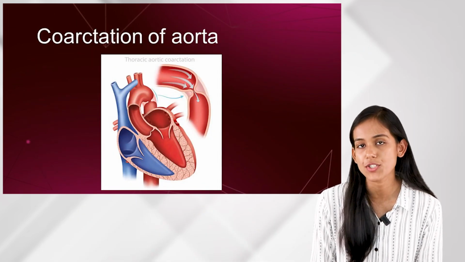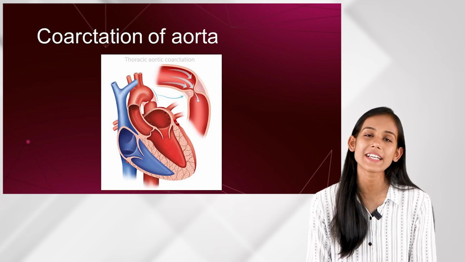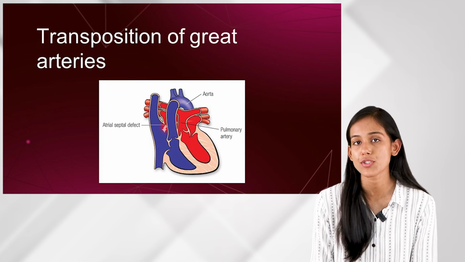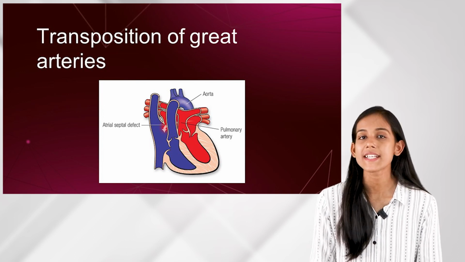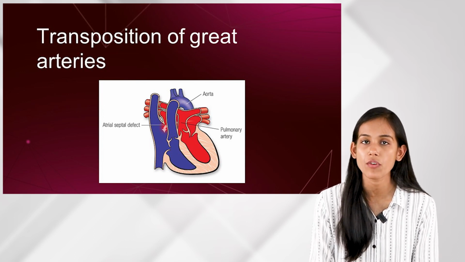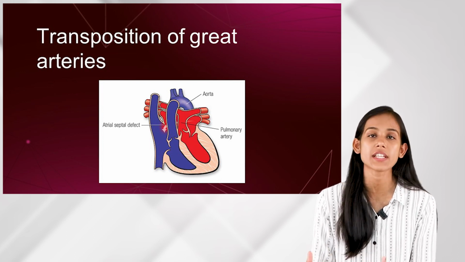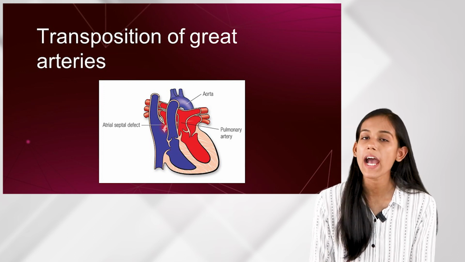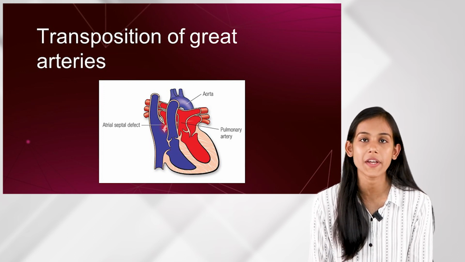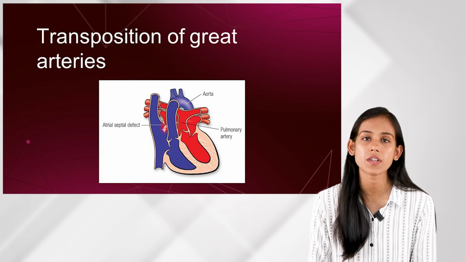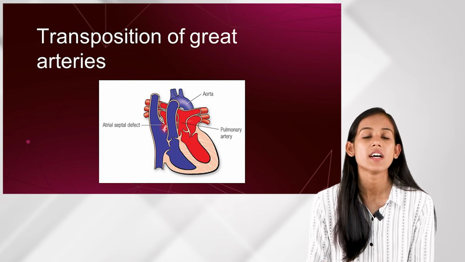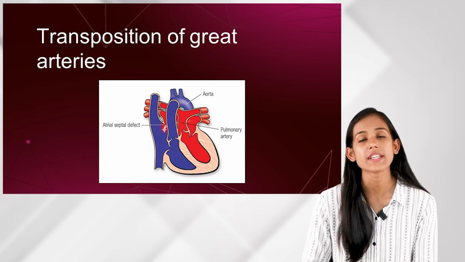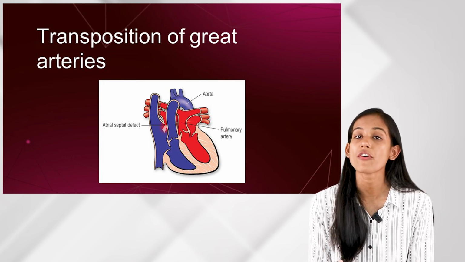Next we have coarctation of the aorta. This is basically narrowing of the aorta. And then we have transposition of the great arteries. Transposition of arteries means there is an alteration in position. We have the pulmonary artery and the aorta. What happens in transposition of the great arteries is that these two arteries, the pulmonary artery and the aorta, are transposed. Their positions are switched.